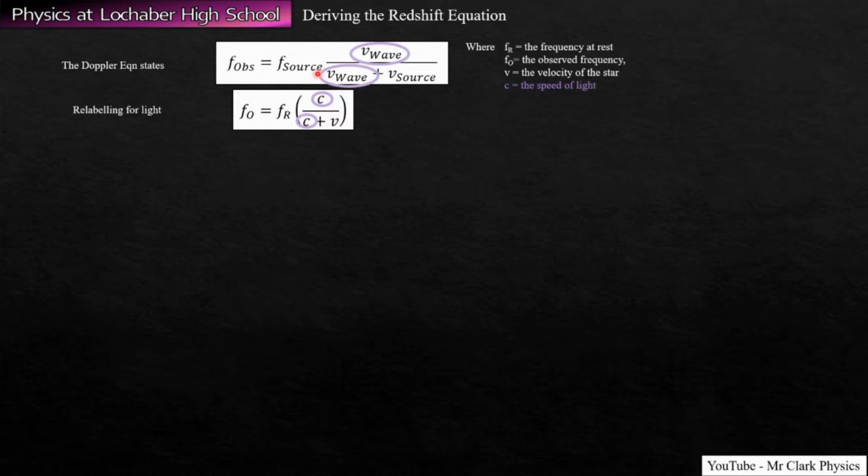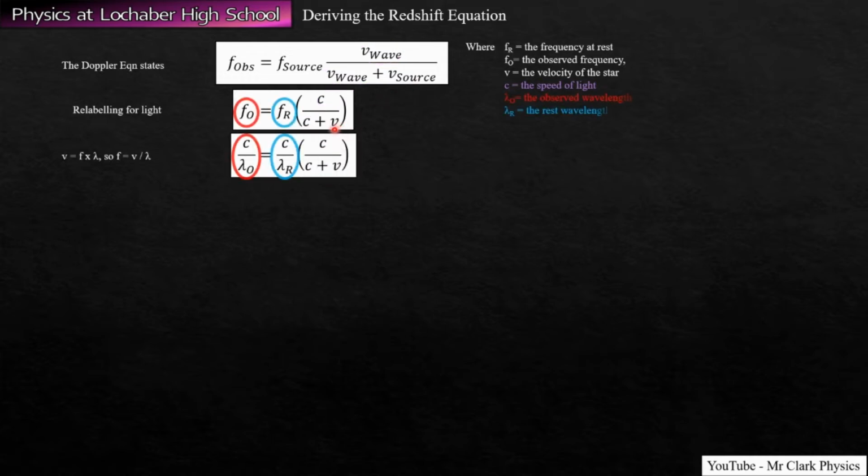So instead of talking about the speed of the wave, we're just going to write C for the speed of light. F source, I'm going to call F rest, and F observed will just be FO. Speed is just speed. We can then swap from frequency into wavelength with the usual wave speed equation. V is F lambda, so F is equal to V over lambda. We swap one of them here and the other one there.